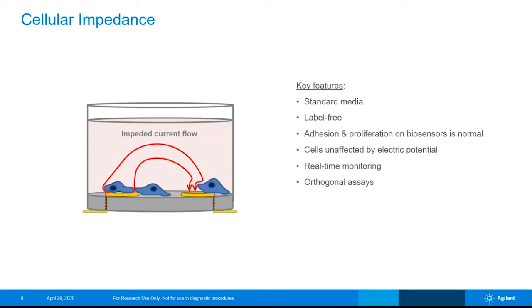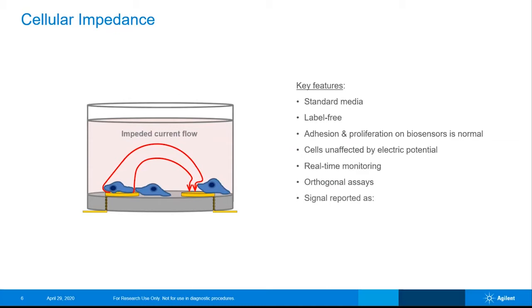Another important feature of the impedance approach is that it's compatible with using orthogonal assays. What I mean by this is that the process of measuring impedance does not destroy your sample. If you so desire, at the end of the assay, you can collect cells from the electronic plate and then use them for, for example, Western blotting or RNA sequencing or whatever it may be.